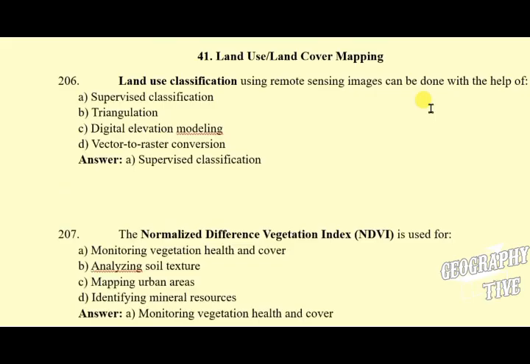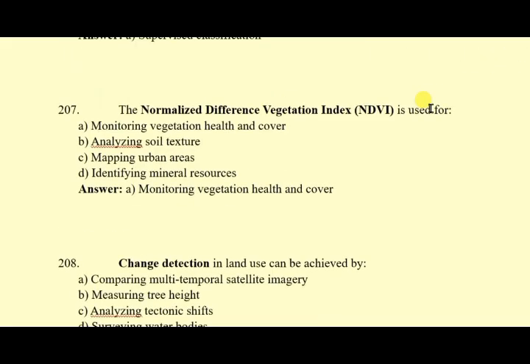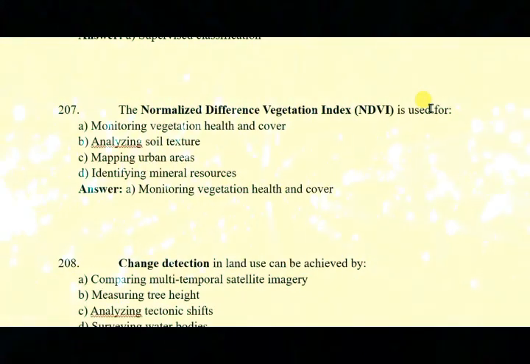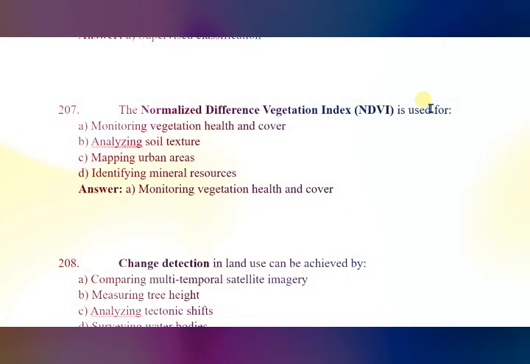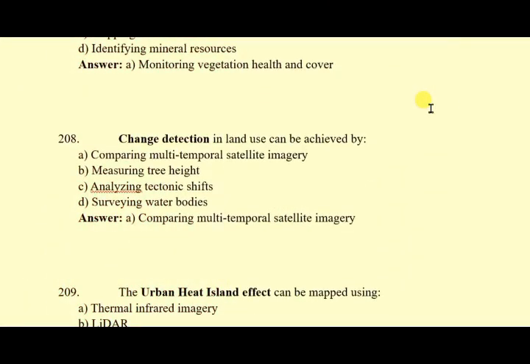Category 41. Land use, land cover mapping. Question number 206. Land use classification using remote sensing images can be done with the help of supervised classification, triangulation, digital elevation modeling, vector to raster conversion. And the right answer will be supervised classification. Question 207. The normalized difference vegetation index NDVI is used for monitoring vegetation health and cover, analyzing soil texture, mapping urban areas, identifying mineral resources. Right answer will be monitoring vegetation health and cover. Question 208.